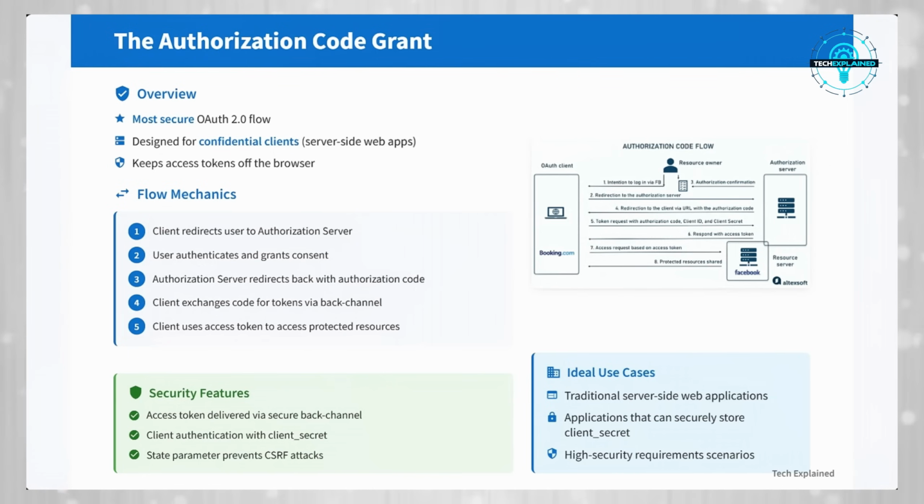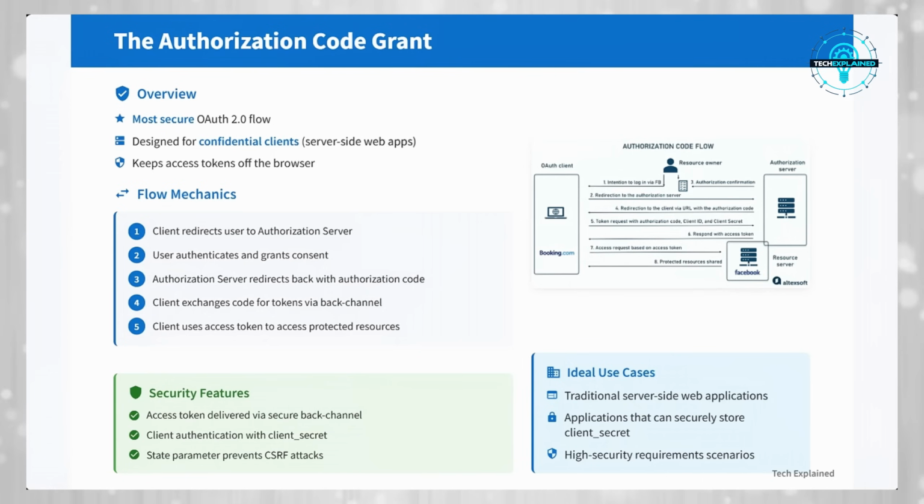First, the client application redirects your browser to the authorization server's authorization endpoint. This request includes several parameters: response type equals code to specify the grant type, the application's client ID, a pre-registered redirect URI where you'll be sent back, the requested scope of permissions, and a state parameter. The state parameter is a random, opaque value generated by the client to maintain state between the request and callback, and to mitigate cross-site request forgery attacks.